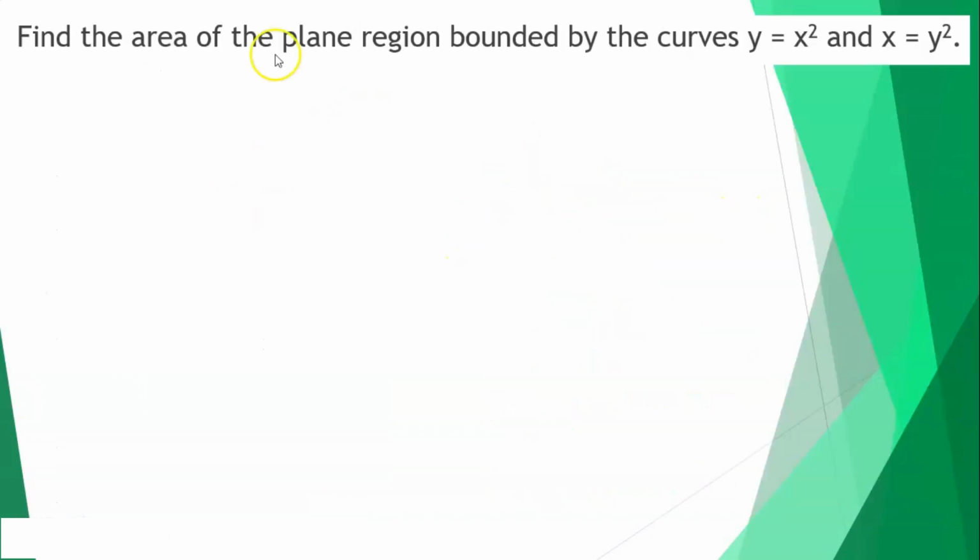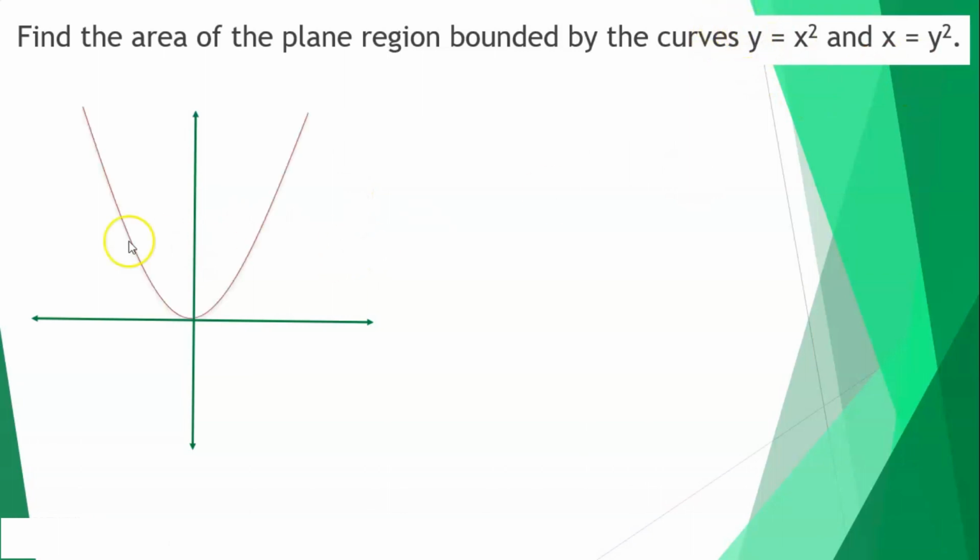Okay, another. Find the area of a plane region bounded by the curves y is equal to x squared and x is equal to y squared. So take note, we have to graph this. So y equals x squared. So it's a parabola that opens upward. So we have this. And x equals y squared. So it is still a parabolic graph that opens to the right.